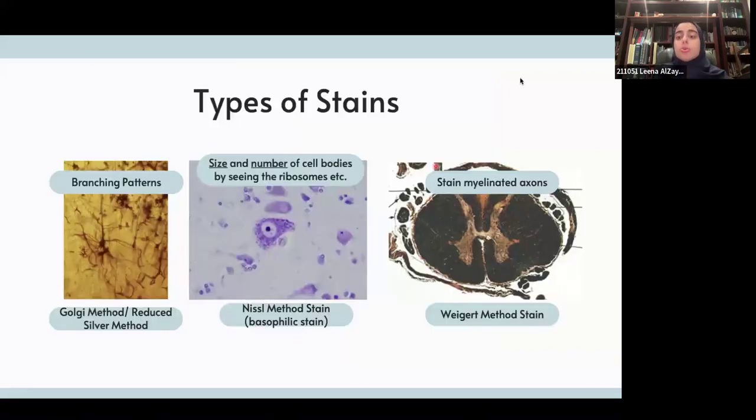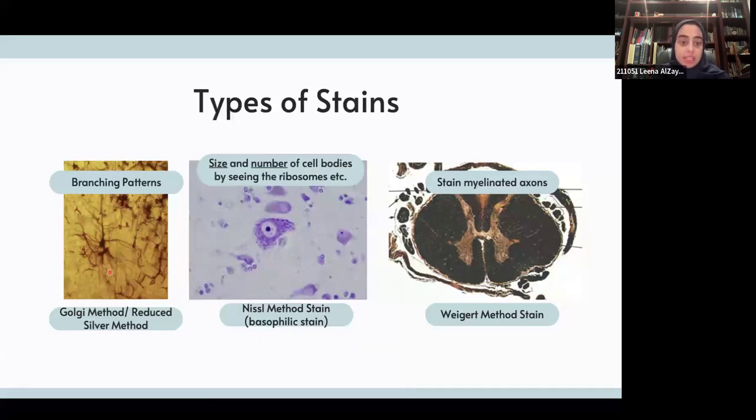So these are the types of stains that they didn't mention in lab, actually, but I think that it's in Dr. Vlad's lecture, and I think he kind of likes these questions even in an MCQ, asking, for example, what type of method is this? What can you infer from this type of stain? So in the first one, you have the Golgi method, or the reduced silver method.